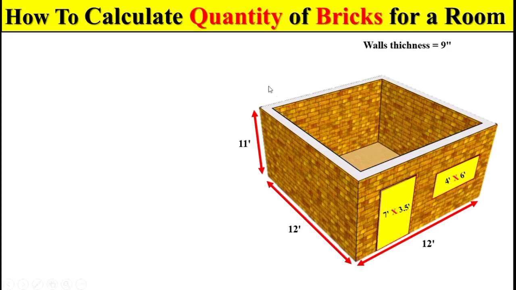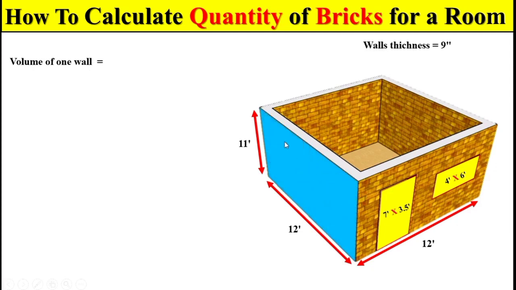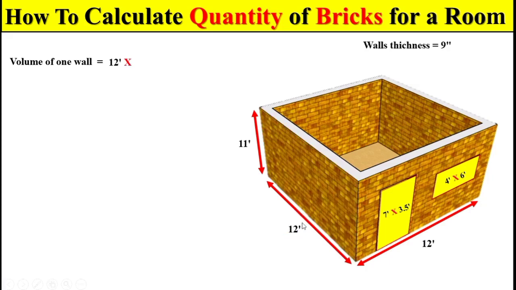Now dear students, if you want to calculate the total quantity of brick in this room, first of all we calculate the total volume of this one wall. If we multiply the total length of this wall by the total height of this wall, and then multiply by the total thickness of this wall, which is 9 inches, we divide 9 inches by 12 to convert into feet, because the other two units are also in feet. So we can get the total volume of this one wall as 99 cubic feet.